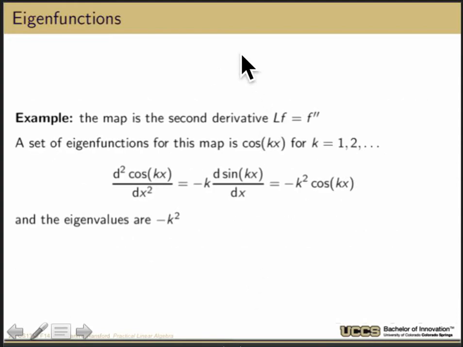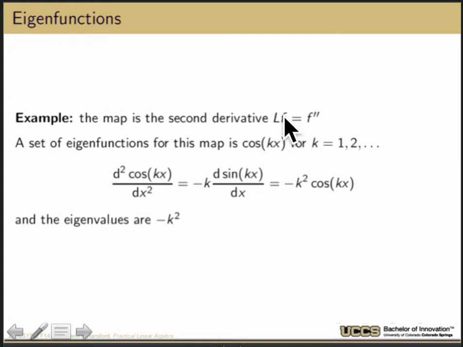Okay, we can go further. We can talk about the map of second derivatives. So the second derivative map is equal to some function. A set of eigenfunctions for this map turns out to be cosine of kx for k equals 1, 2, 3, 4, 5, 6. And the eigenvalues are minus k squared. And you can do this by saying, look, if I take the first derivative of cosine, I get sine. Take the derivative of sine, I get back to cosine, except I get minus k squared out in front. So eigenfunctions can be found for lots of different linear maps over the space of functions.